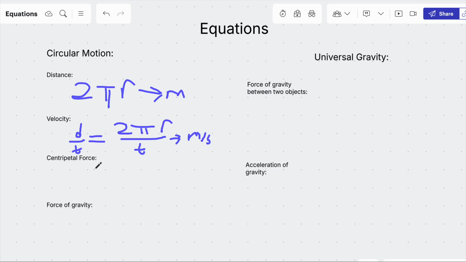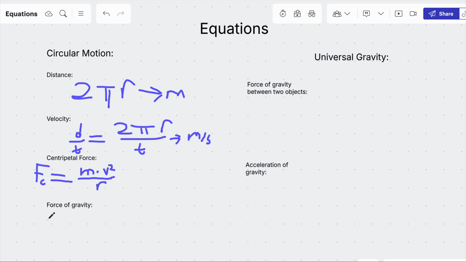So, centripetal force. This is the force acting on an object moving in a circle, which we'll talk more about later, but that's always going to be pointing towards the center of the circle. Centripetal force we'll write as F sub c, and that's going to equal mass times velocity squared divided by the radius. Force is always mass times acceleration. This part isn't as important, but we got our mass. Acceleration of centripetal force is v squared divided by r. So slap those two together, we got this thing.